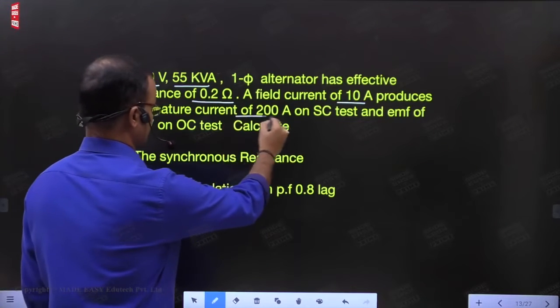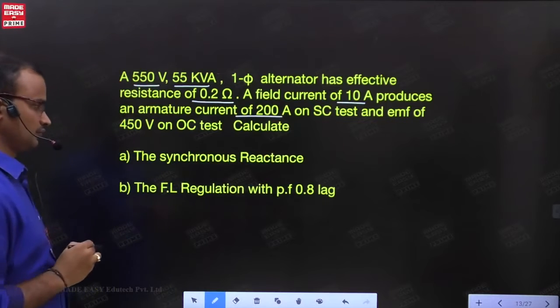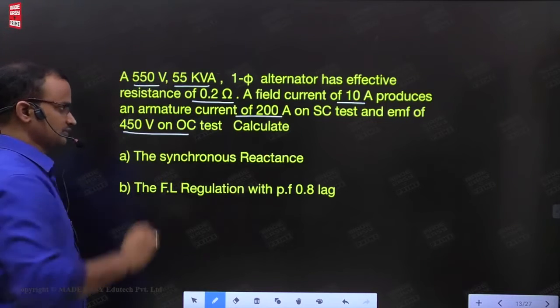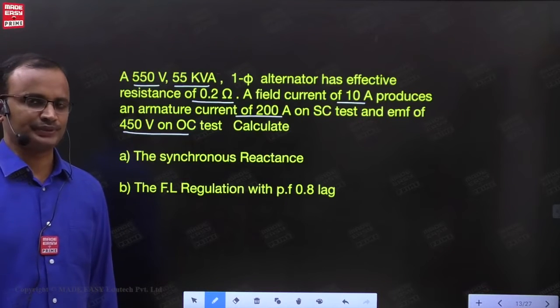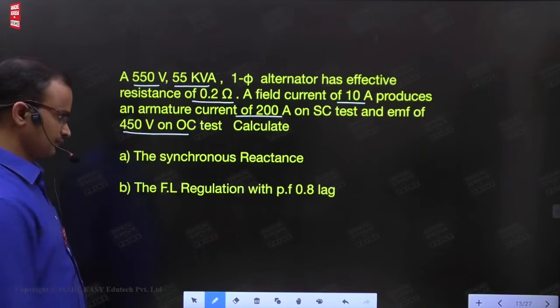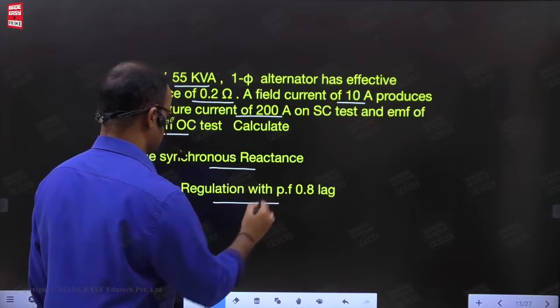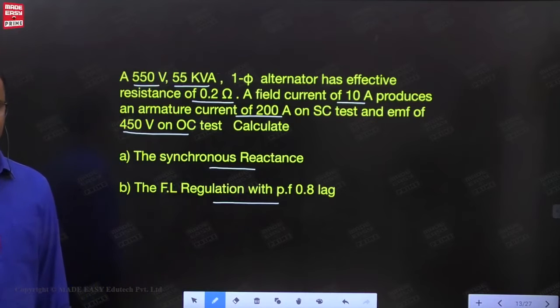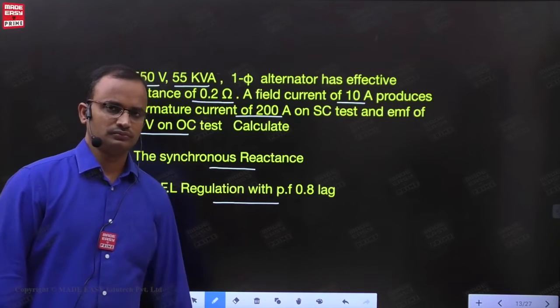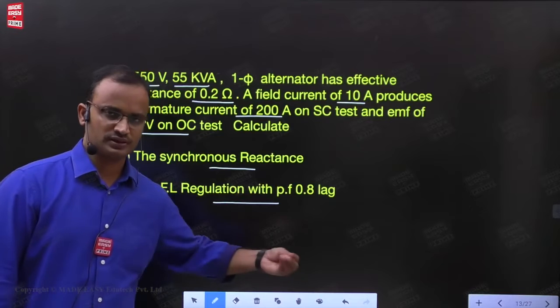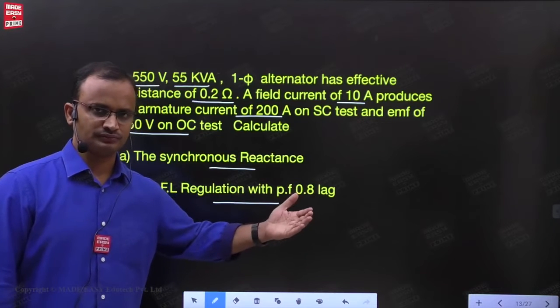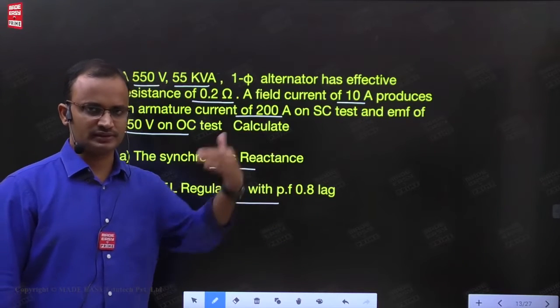Here the short circuit current, with respect to the open circuit voltage. What do you need here? The synchronous reactance as well as the regulation at the given point at lagging power factor. Now, before concluding the answers for this one, first let us see some basic points about the OCC and the SCC.